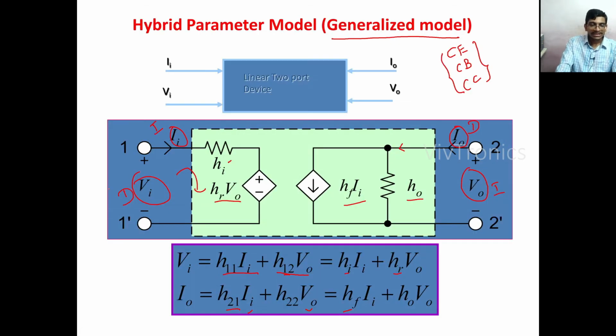In the above equations, when we put one value equal to 0, suppose if we put Ii equal to 0, then we can get the H12 and H22 values, which means Hr and H0.